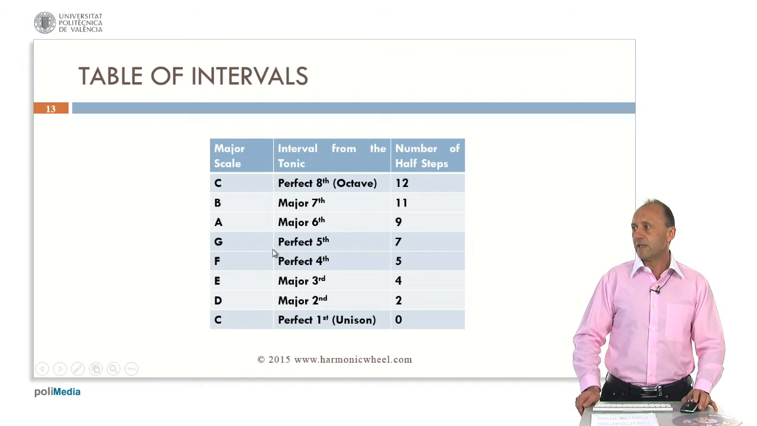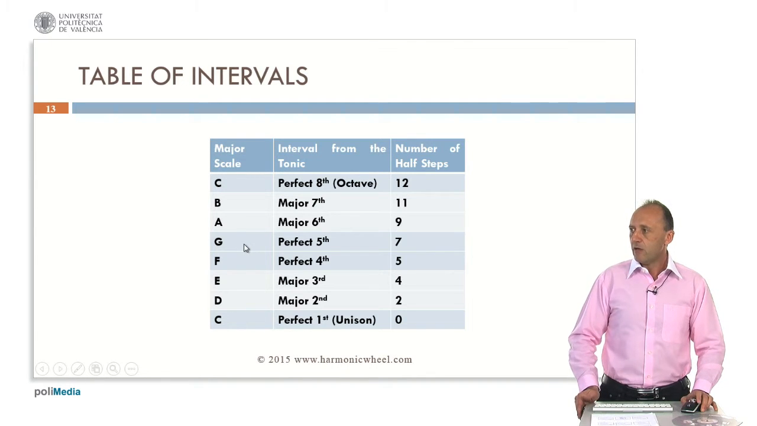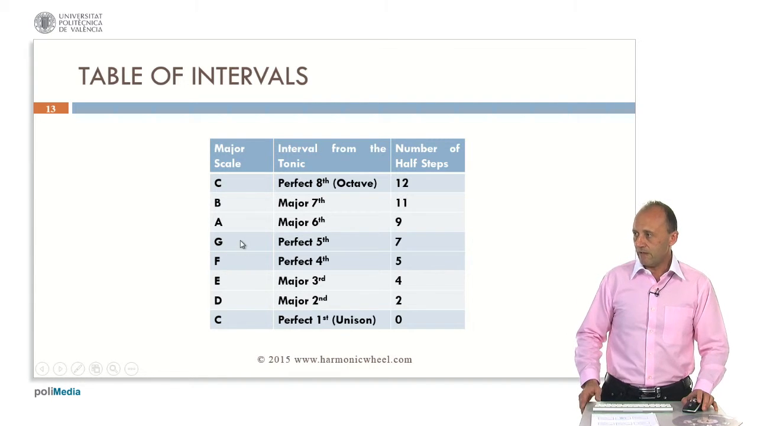In the case of perfect intervals, we don't distinguish between major and minor. So from C to G sharp, we have one more half step than in a perfect fifth, and we call that interval augmented fifth. From C to G flat, we have one less half step than in a perfect fifth, and we call it diminished fifth. From C sharp to G, we have also a diminished fifth.